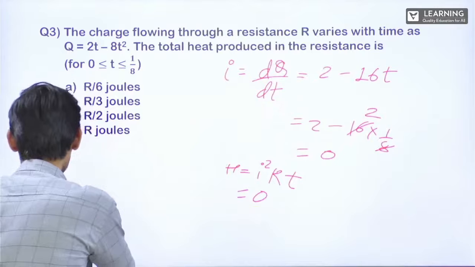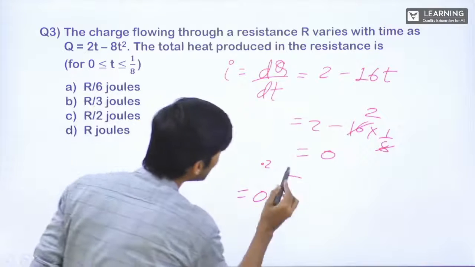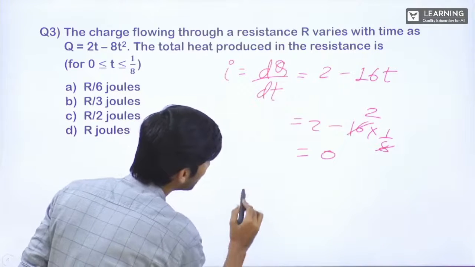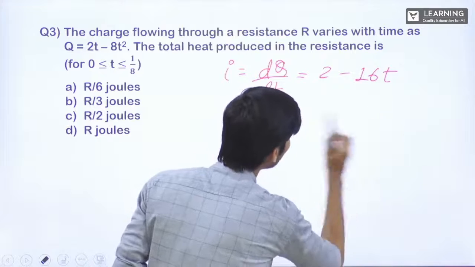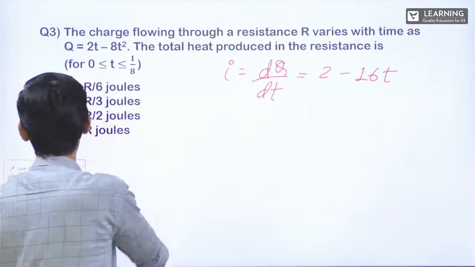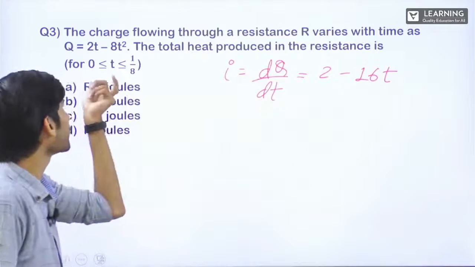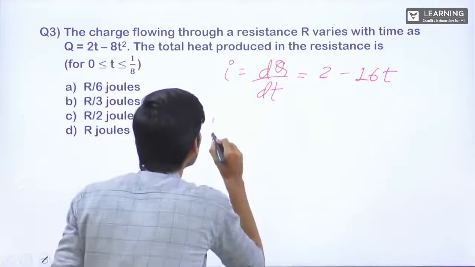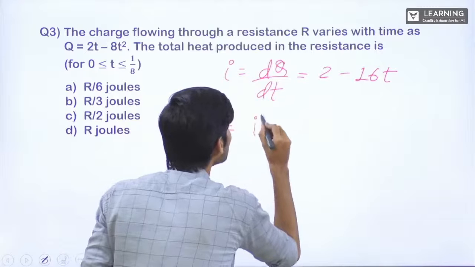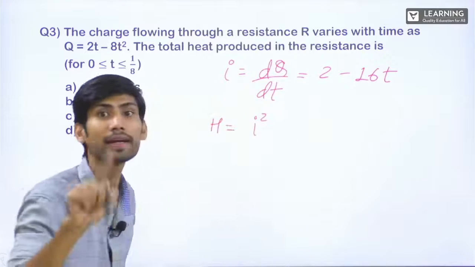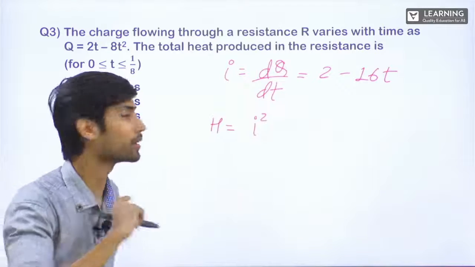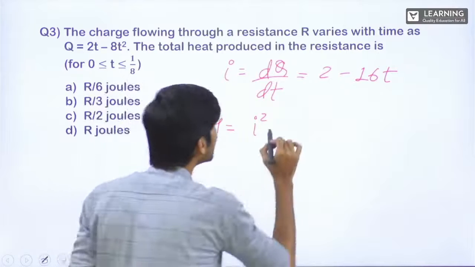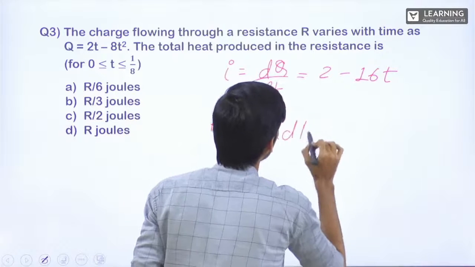Right? See, what we have to do is, we need to find the current which is dependent on t, right? But we need not substitute it here. We have to find the heat from the duration of 0 to 1 by 8 seconds, right? The formula for heat is I square R t, but if current is not constant, if you remember, it is I square R dt.